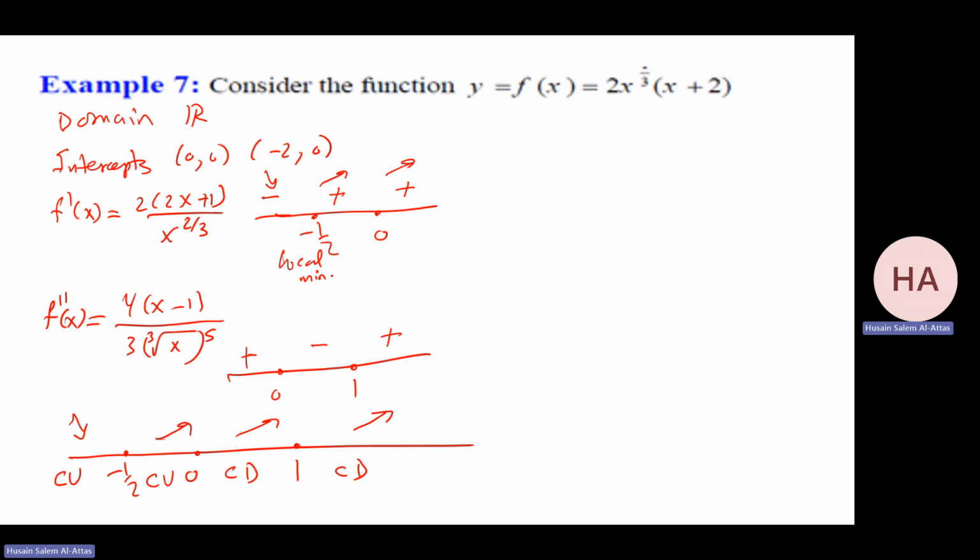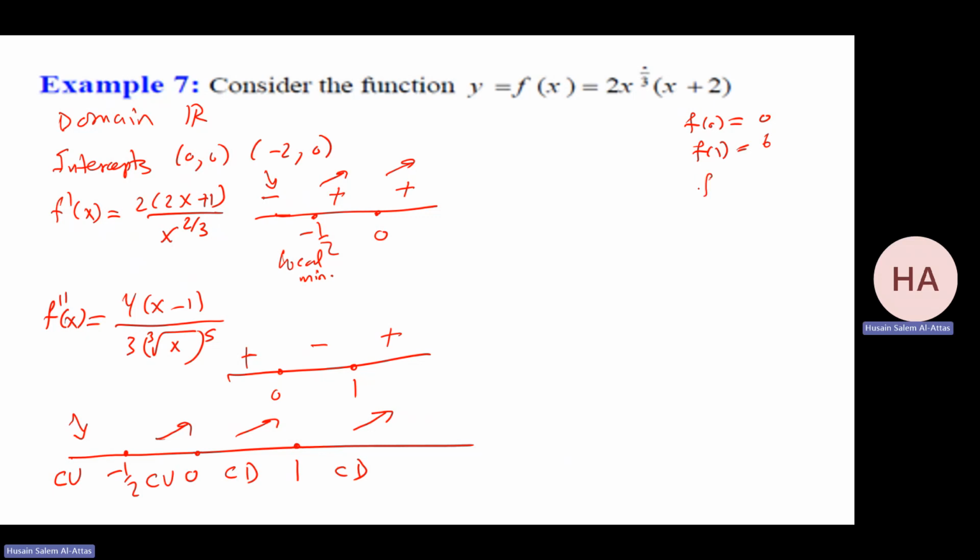So I check f of minus half or f of 0. F of 0 is 0. F of 0, known. F of 1 will be what? 2 times 3, it will be 6. F of 1 equals 6.